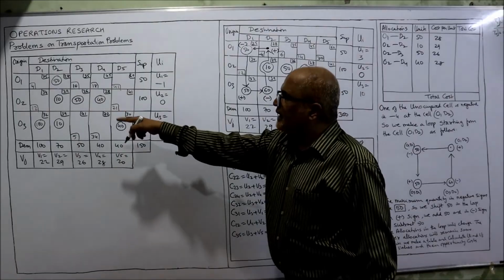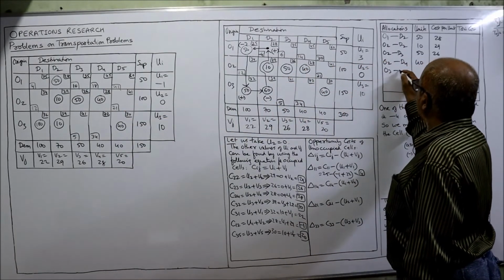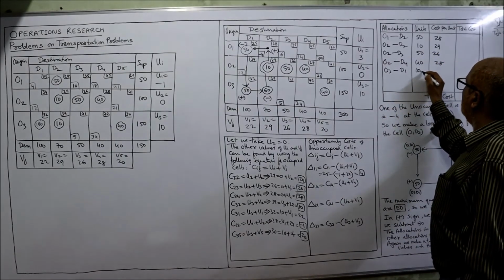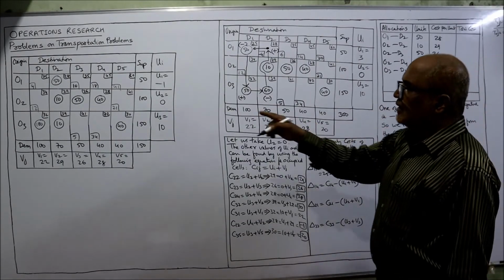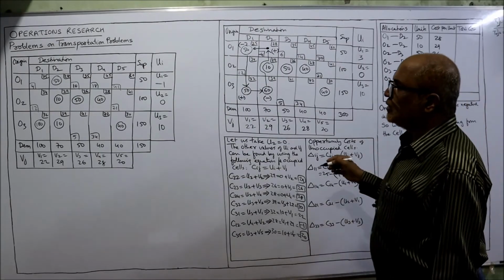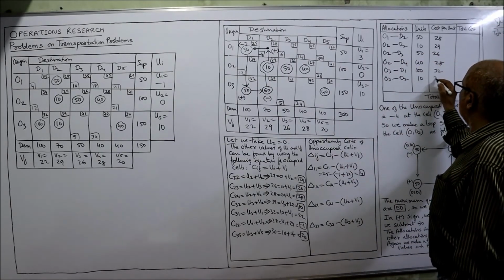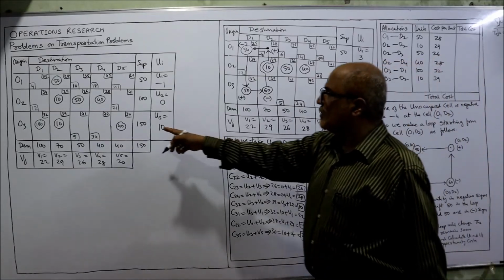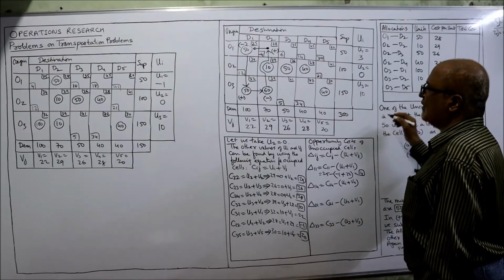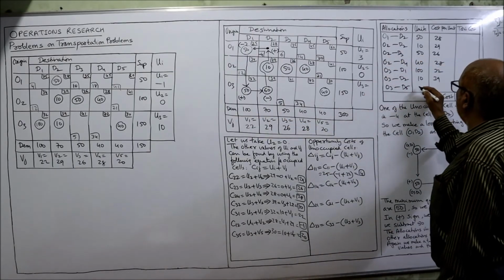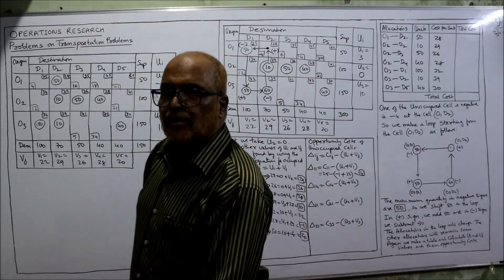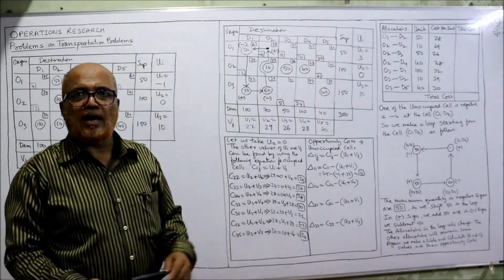Then O3 D1. How many units? 100 units, 32 rupees. Then O3 D2. 10 units, 39. Last one, O3 D5. 40 units, 30 rupees. That's all. So we have taken the allocations and the units.